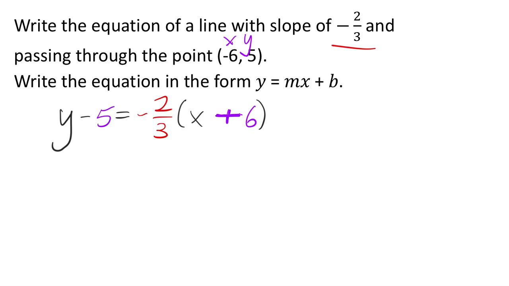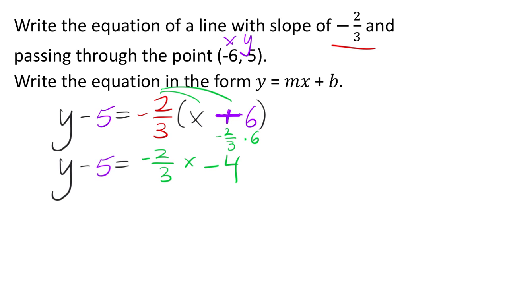I actually like to look at it a little differently, but it seems like everyone else prefers this method, and that's okay too. So over here, we're going to distribute our negative 2/3. So negative 2/3 times an x would be negative 2/3 of an x. And then we have a negative 2/3 times a positive 6, which should give us negative 4. So now my new equation is going to be y minus 5 equals negative 2/3 x minus 4.